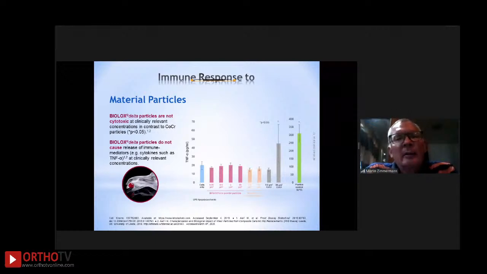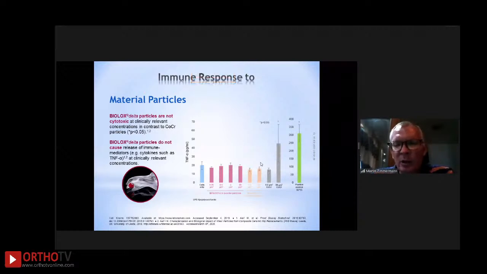The question is now, okay, we have some particles which are emitted by the cobalt chrome ball heads, but also with ceramic. What about these particulates? Now we have a very interesting in vitro study, which was done a few years ago, showing the influence of the particulates on the human response of the body at the cellular level. You can see here with the ceramic on the left-hand side, with Biolox Delta, but it has also been done with Biolox forte, which was the previous generation of the ceramic, and with cobalt chrome, that even with high concentrations, which are clinically relevant, there is no reaction and no cytotoxic effect of the ceramic particles.